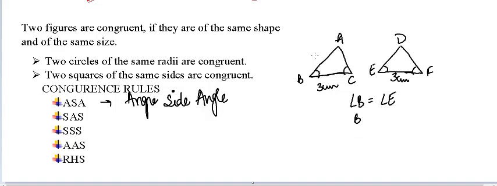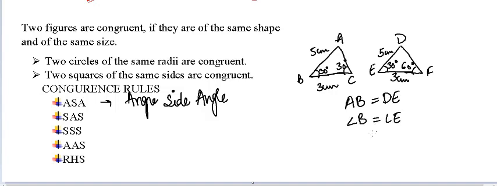Next we have SAS, that is side, angle, side. If I say this is my 30 degrees, this is my 30 degrees, and this is my 5 centimeter and this is my 5 centimeter. Now you can see this side, that is AB, is equal to DE, and angle B is equal to angle E, and the last one, that is BC, is equal to EF.